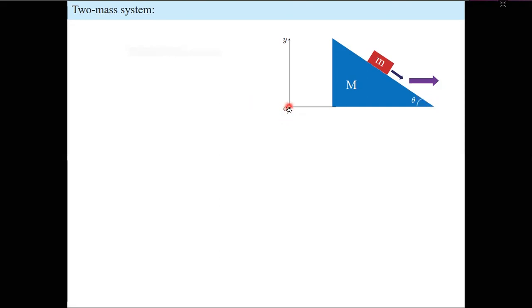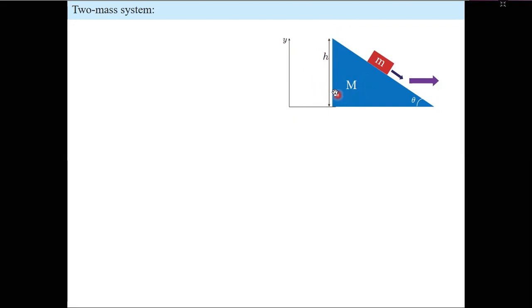So let's fix the reference direction. This is the positive y, and this is the positive x, and this is our origin. Another thing that we can consider here is this height. This height will remain the same throughout this problem, so let's call it h.